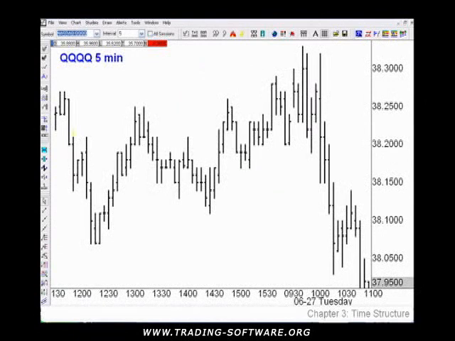Here's the 5-minute chart on the QQQ, the tracking stock. Let's quickly compare time ranges. Here's the first. We'll call that T1. Here's the second. We'll call that T2. Here's the third. We'll call that T3. And there's a tiny one right there. We'll call that T4. Notice how as we go from T1, T2, T3, and T4, the time ranges got narrower.